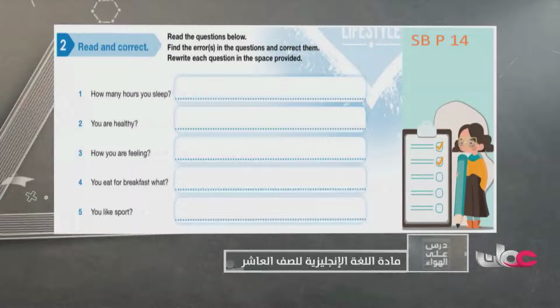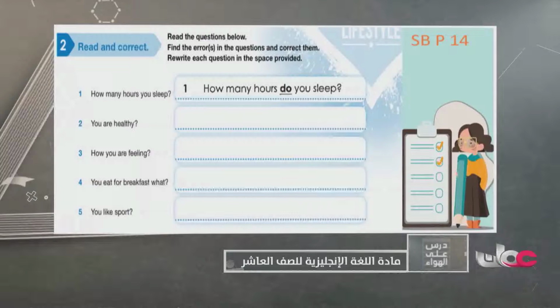Number 2, you are healthy. You are healthy. Is this a correct question? No. Number 3, how you are feeling? How you are feeling? Is this a correct question? Definitely no. Number 4, you eat for breakfast what? Okay. And number 5, you like sport. You like sport. So now let's correct each one by one. So in number 1, what is missing here?